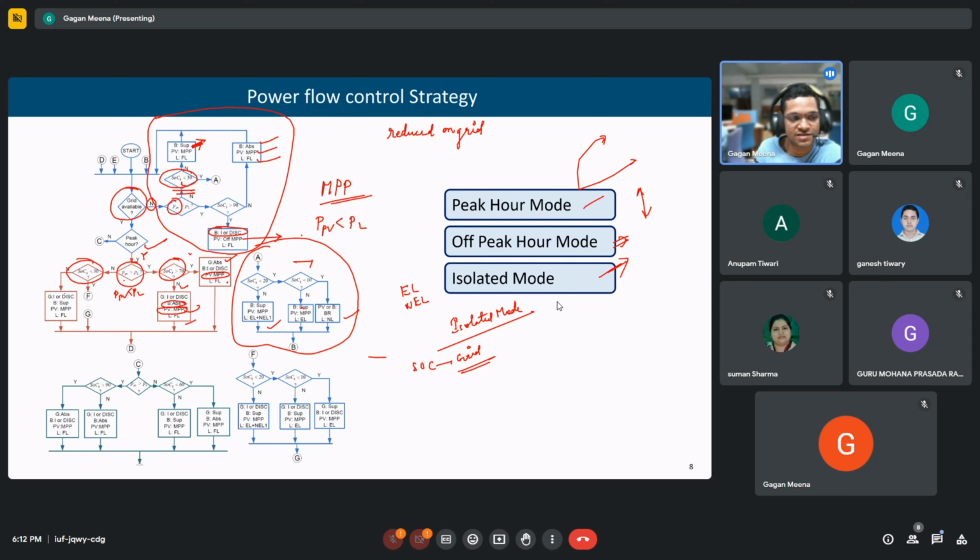If storage is less than 30%, then we move to this side. If it is more than 30%, then the battery can supply the load. If it is less than 30%, then depending upon the SOC: if it is between 30 to 20%, all the loads can be supplied. If it is between 20 to 10%, then non-essential loads are curtailed. And if it is less than 10%, only essential loads are considered.